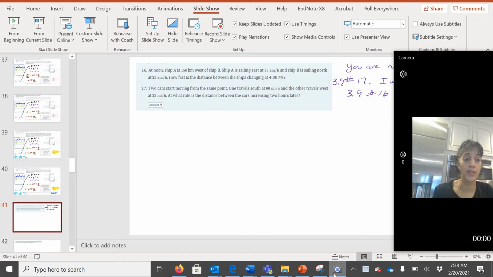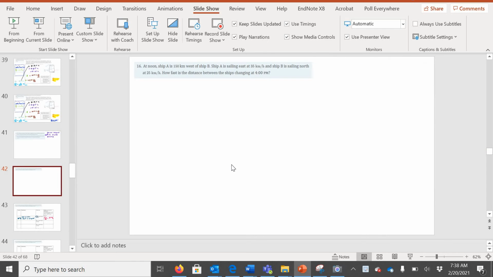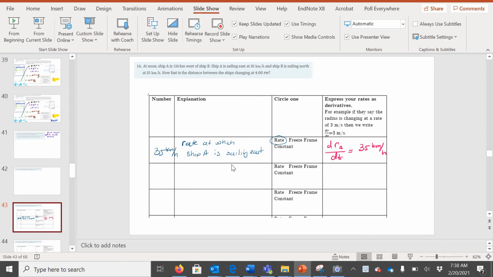And I'm going to try to go through this a little faster, but still give you insight into how you do these. All right, so let's go. I'm doing number 16. Like before, I write down all the rates. I forgot the 150 kilometers, but it's not quite clear what the 150 is right away. So let's hold off on the 150.